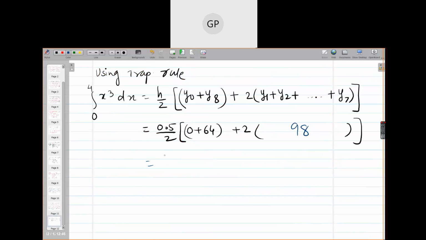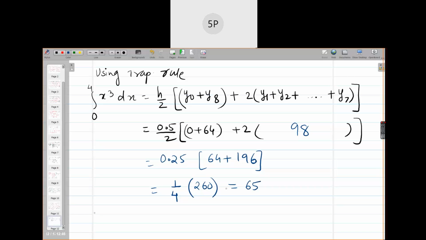So this is 0.5 by 2, which is again 0.25, into bracket 64 plus 196. So 0.25 I can write as 1 by 4, right? And 64 plus 196 is 260. And the final answer is 65.